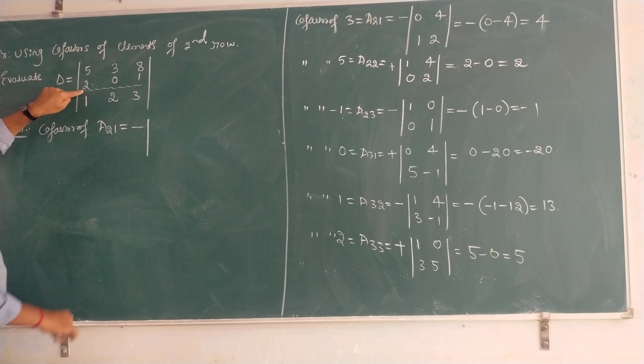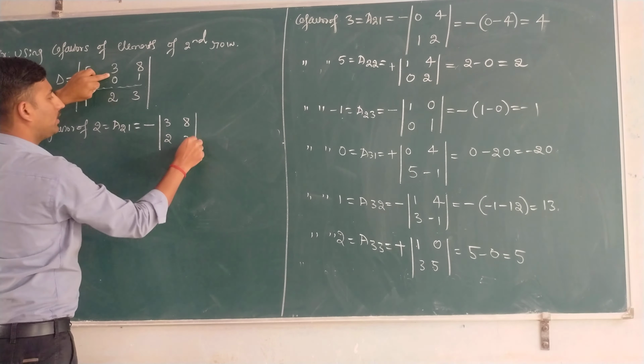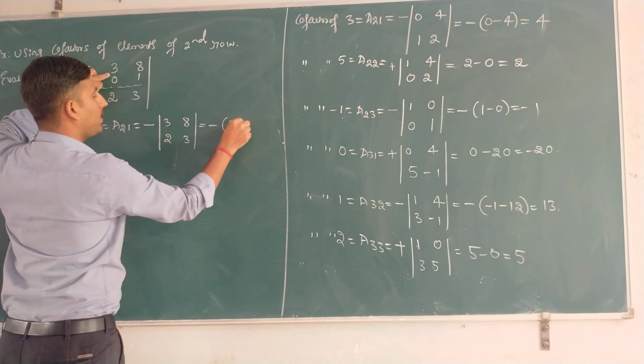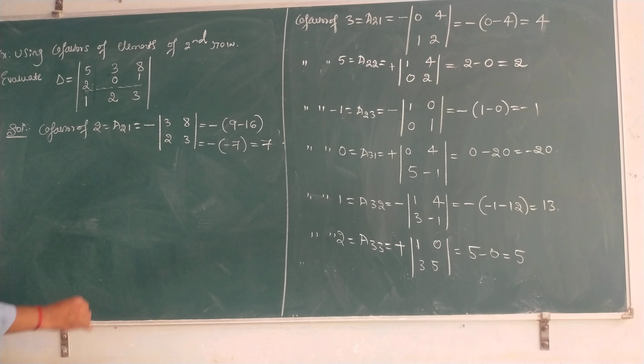Cofactor of a21 is equal to, the position sign is minus. The elements remaining are 3 1, 2 3, which is minus of (9 minus 2), that is minus 7. Correct: 3 into 3 is 9, 2 into 1 is 2, 9 minus 2 is 7, so it is minus 7.